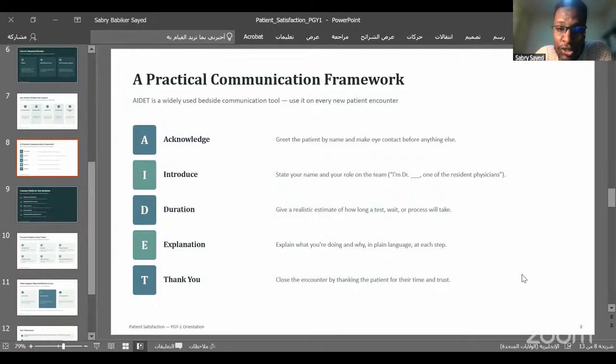Introduce yourself to the patient. For example, hi, my name is Dr. Sabry. I'm going to be the doctor resident from the internal medicine department. I'm going to be with you today, and I'm here to do so and so.